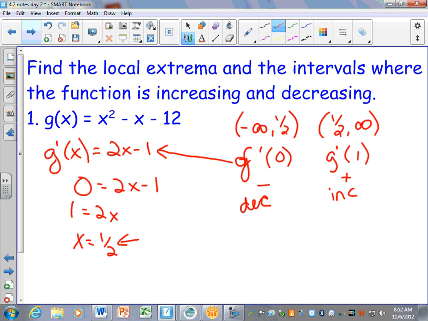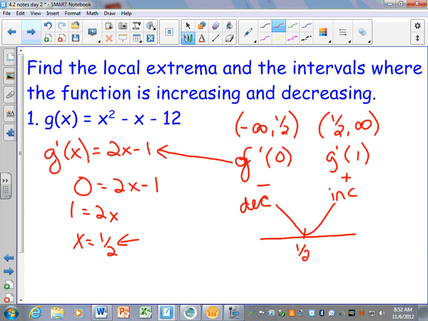If this side of my graph, so let's pretend here's 1/2, is decreasing, and then at 1/2 it changes to increasing, can I tell if that's going to be a max or a min without graphing it? Yeah, because decreasing to increasing looks to me like a minimum of that graph. I picked a really easy one to start. We could have told all of this without graphing this.